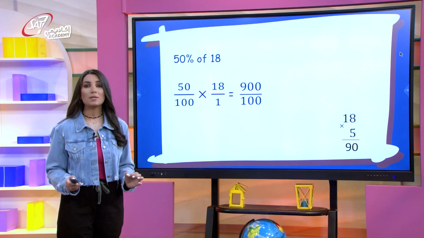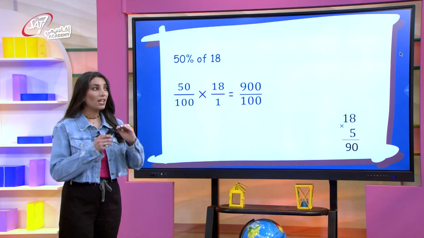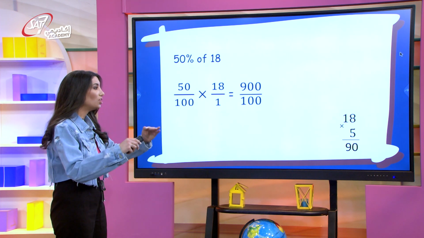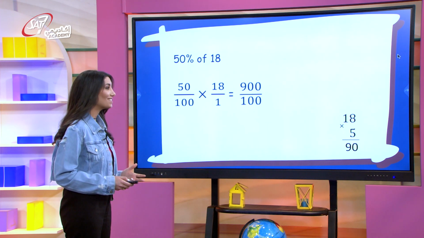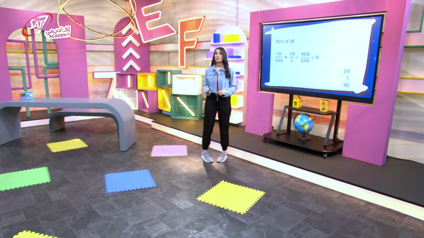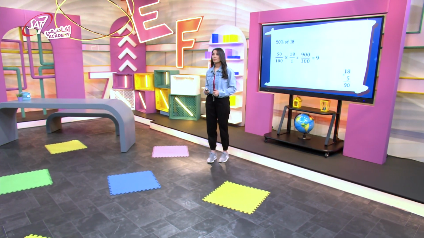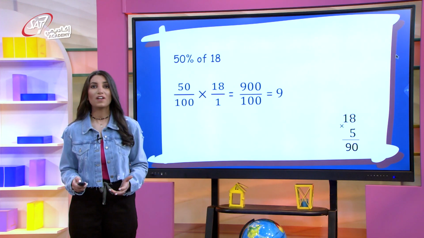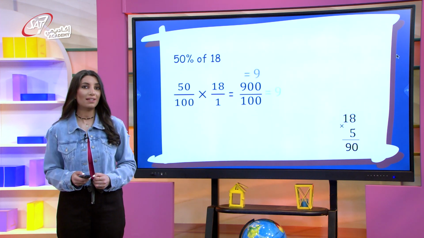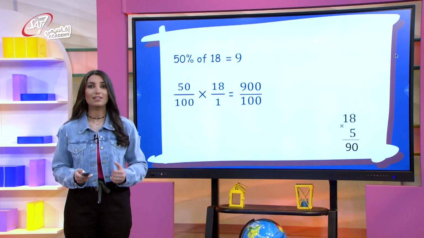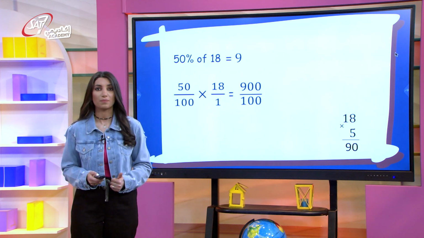We still need to simplify the answer. The line that separates 900 and 100 can also be considered a division line. So that would be 900 divided by 100. The answer is 9. So 50% of 18 is 9. A scarf costs 18 liras. If it's on a 50% sale, you can get it for 9 liras, which is half the 18.